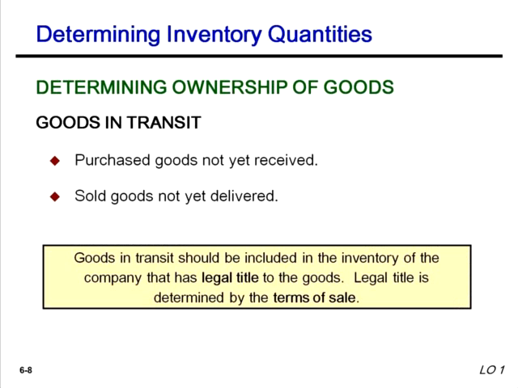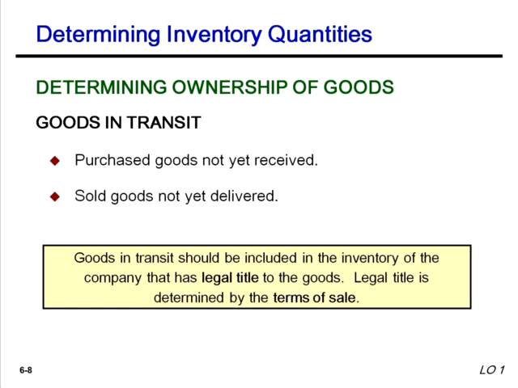So now here's a challenge. How do we determine who owns the inventory in order to determine the inventory amount? All right, so we have goods in transit. So those are goods that have been purchased but not yet received, or goods that have been sold but not yet delivered. So if you look at the box there, it says goods in transit should be included in the inventory of the company that has legal title to the goods.